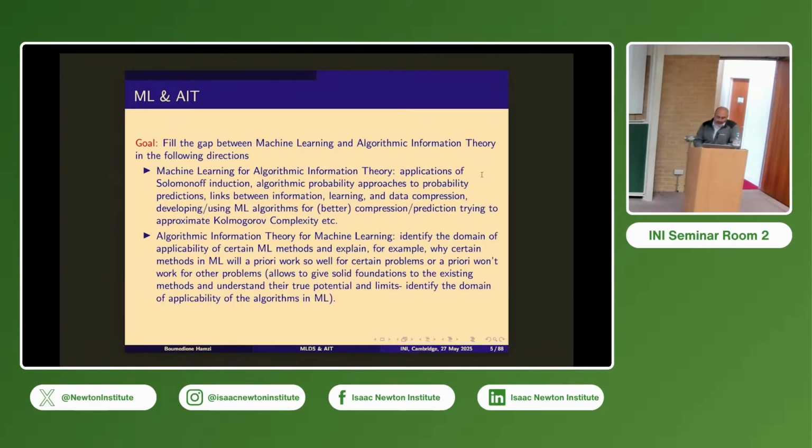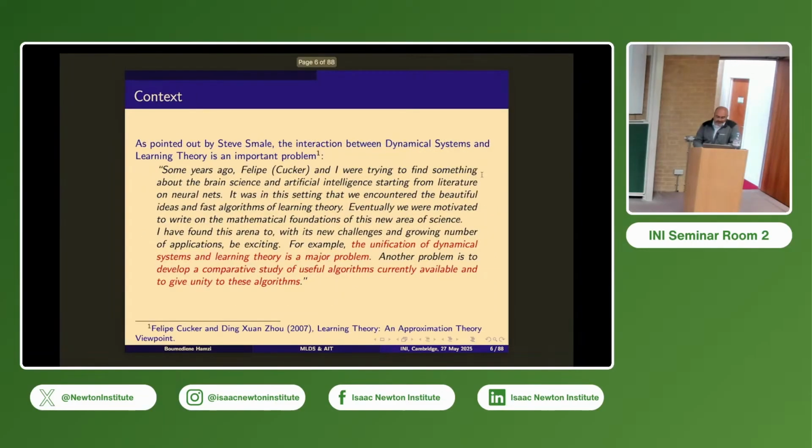Why does a priori work so well for certain problems, and why will a priori not work for other problems? Here the idea is to look at compression and see how this will inform us on machine learning methods. I'm just giving a lot of context here.